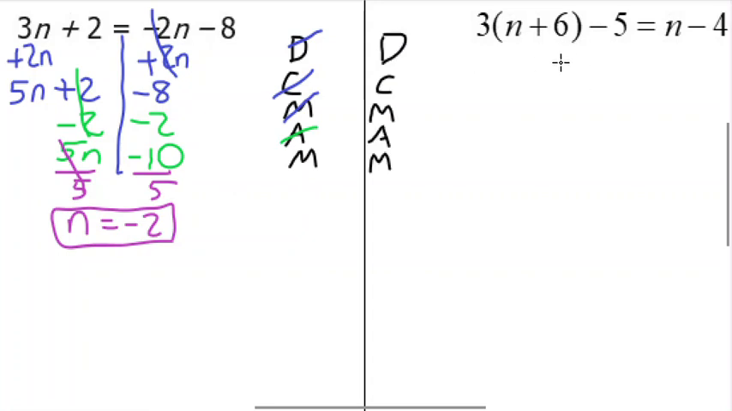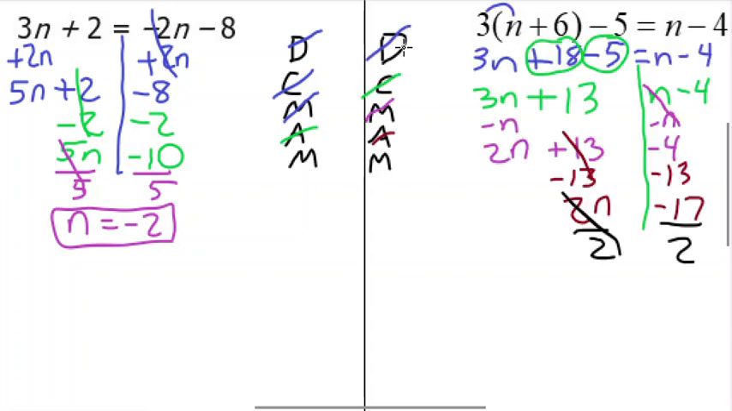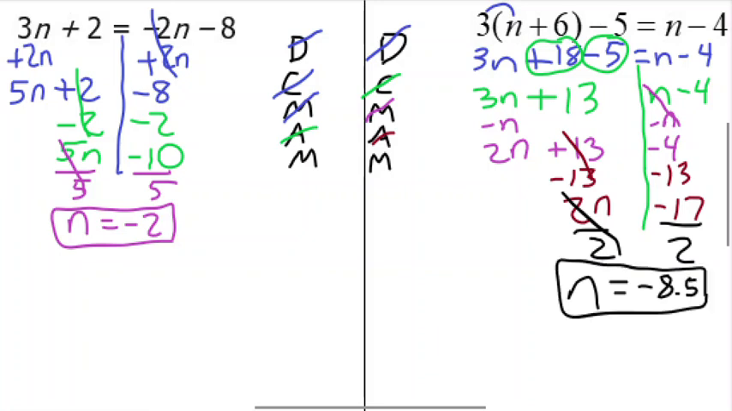Pause the video and try this one on the right on your own. Unpause it when you're done and see if you got it right. All right, hopefully you followed "Don't call me after midnight" on this equation, and this is kind of the work for it. And you got the answer of n equals negative 8.5 as a final answer.